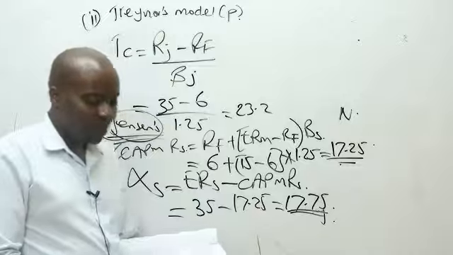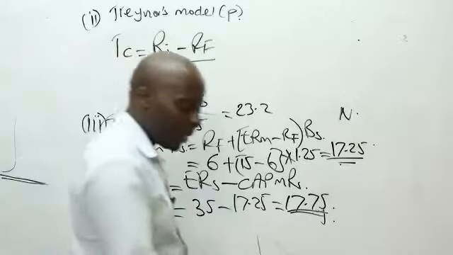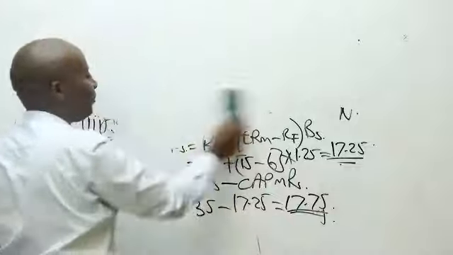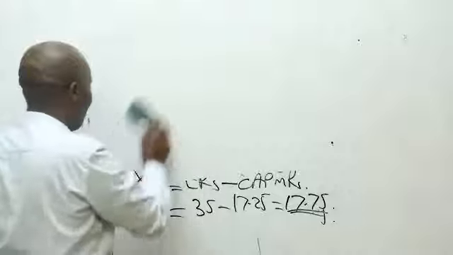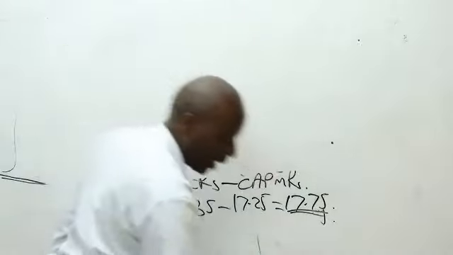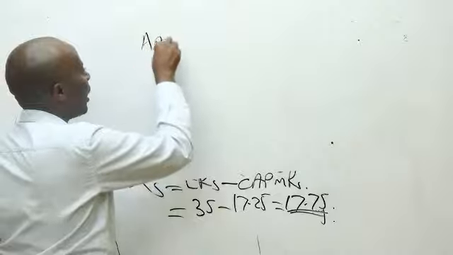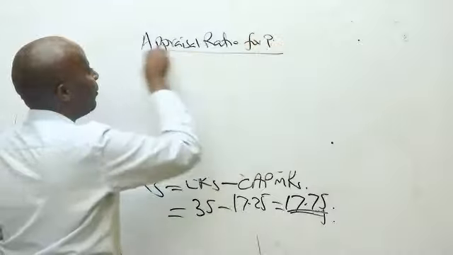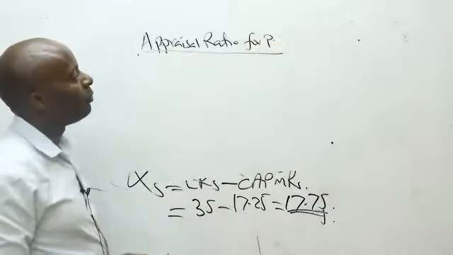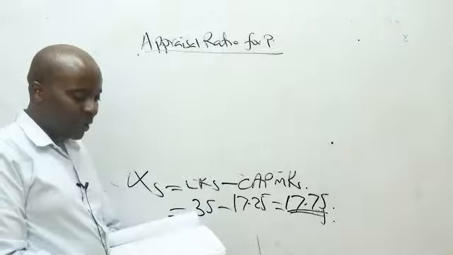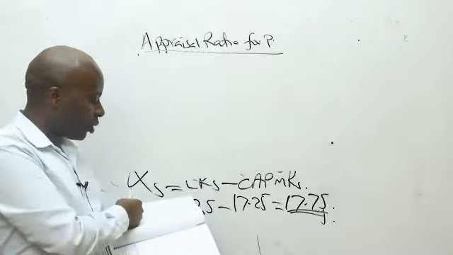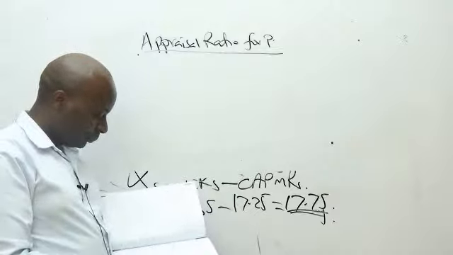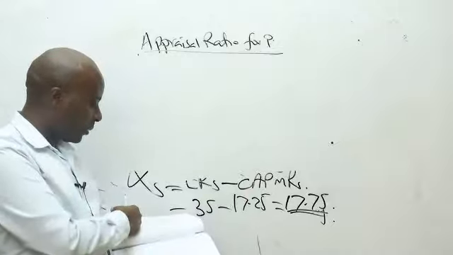Now the last one, they want us to still tackle the same problem using the appraisal ratio. Appraisal ratio for P. So for P, what do we have there? I want to see whether a student will be able to get this appraisal ratio correctly.